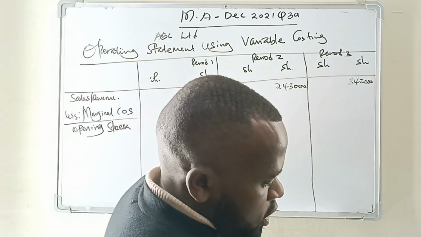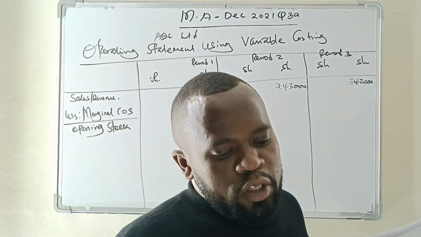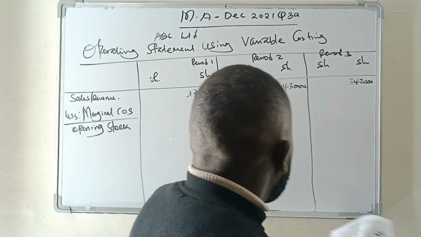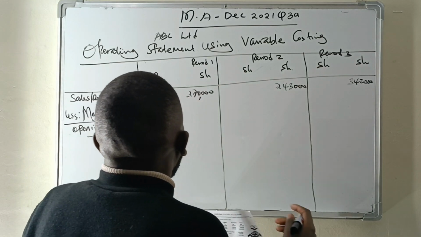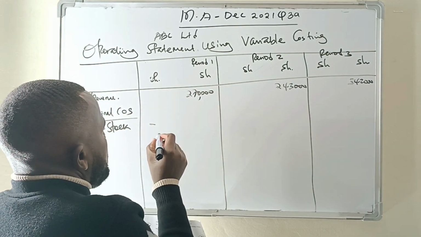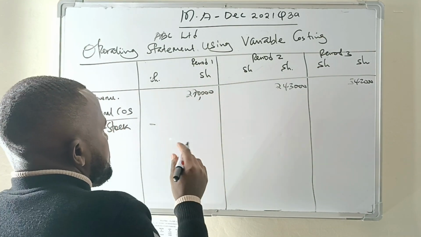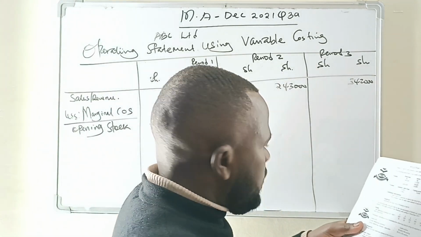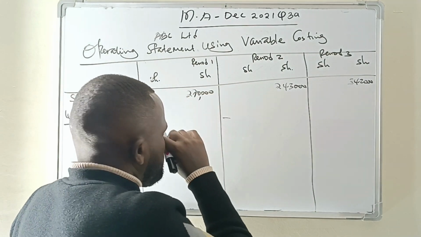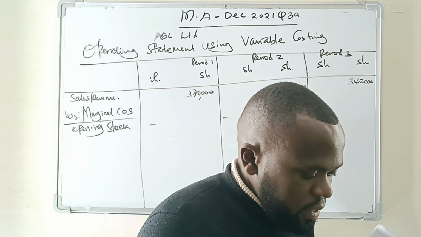Do you have opening stock in period 1? No, it is a dash. There is no opening stock in period 1. Period 2, there is no opening stock in period 2. Period 3, yes, it is there.